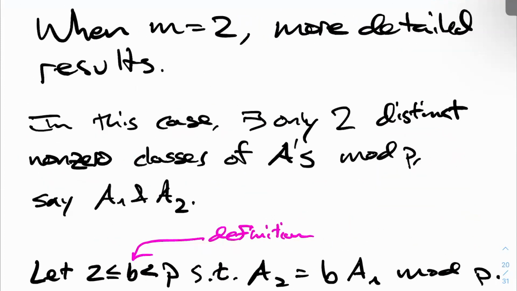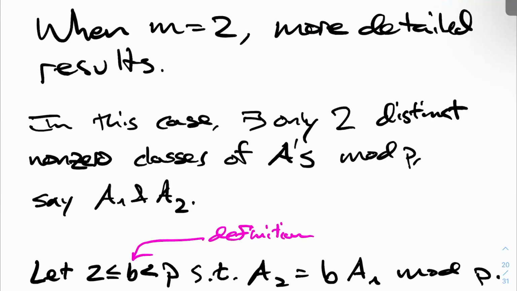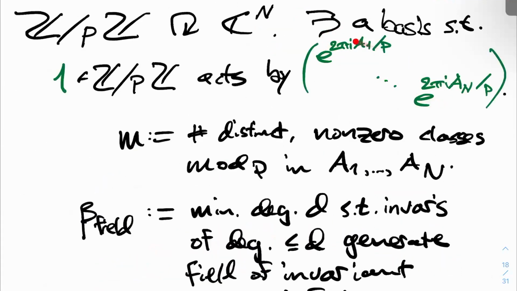We have some more detailed results when M equals 2, meaning that there are exactly 2 distinct numbers on this diagonal. In that case, define B to be the positive number that represents the ratio between these exponents mod P. So this is uniquely defining B. B can't be 1 because these numbers are distinct, so the ratio mod P is not 1. But because every residue class mod P is invertible, there is some number B that allows you to multiply one and get to the other. I should have said distinct non-zero. We can throw out ones where the A is 0.